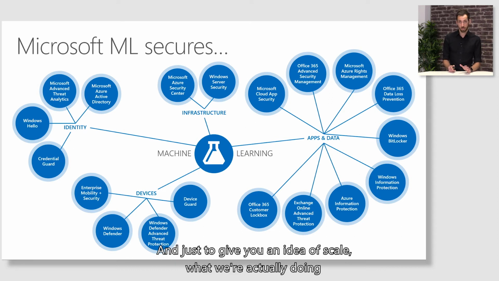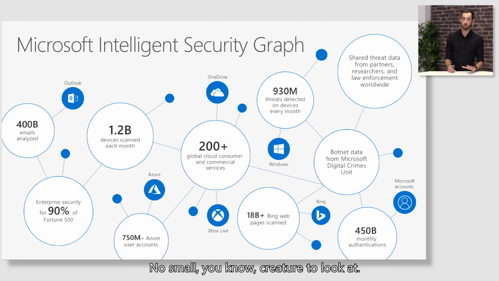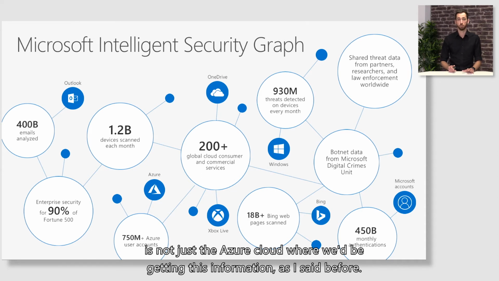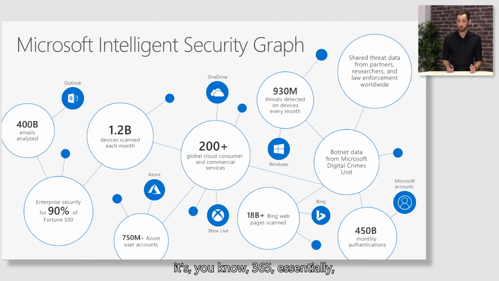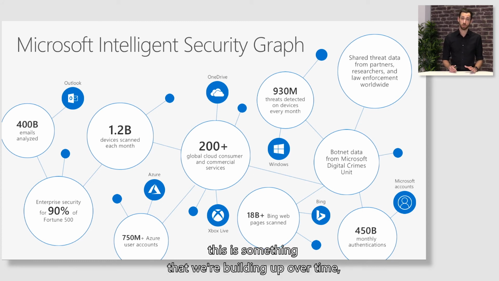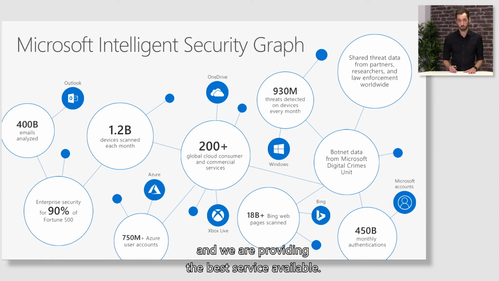And just to give you an idea of scale, of what we're actually processing, this is our security graph. No small creature to look at. Personally, I think the most important thing to note here is that it's not just the Azure cloud we're gathering this information from, as I said before. It's our Bing services, OneDrive, Outlook, 365 essentially. It's also our Microsoft accounts, so Hotmail, our Windows devices and all these other elements. And as you can see from the numbers, this is something we're building up over time, gathering more and more information to make sure you as a customer are safe and we are providing the best service available.